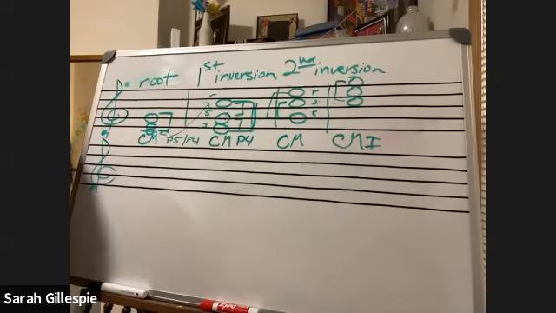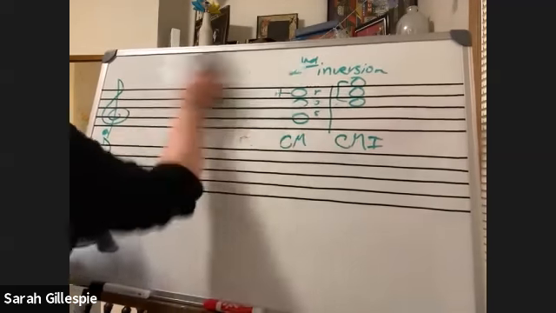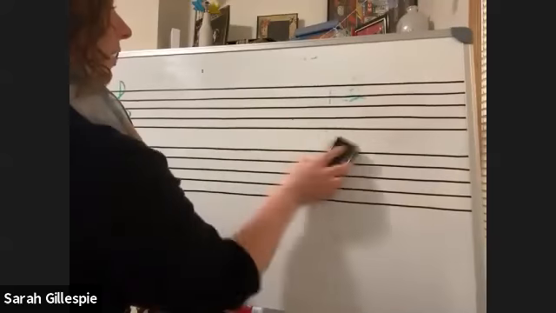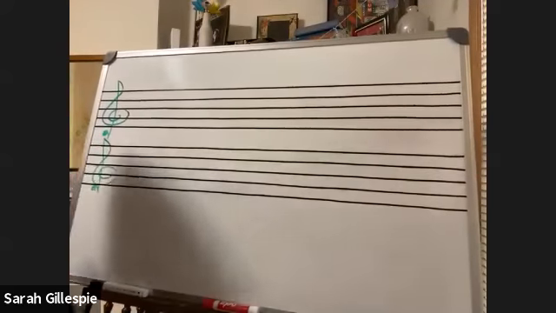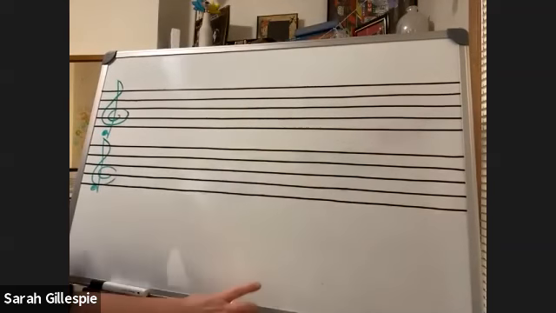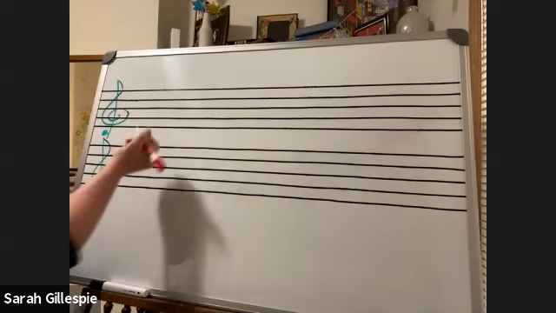So let's do some practice with this. I'm gonna write some chords very quickly. So the next thing to think about too, I'm gonna change colors because I'm tired of green. Green's my favorite color, but I'm tired of it. So let's go to red for a second.